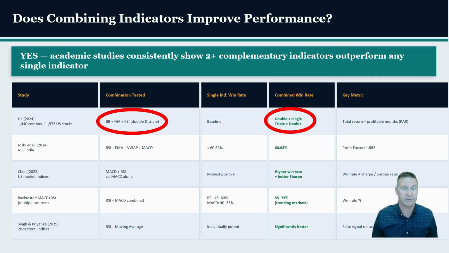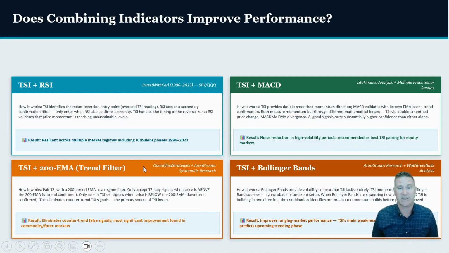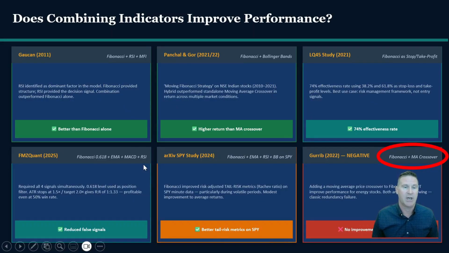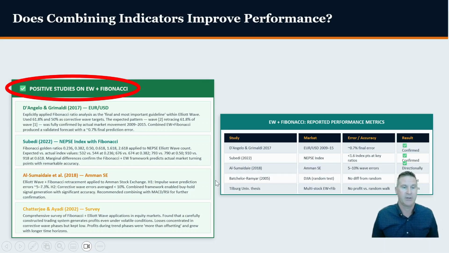And that improved results. Here's RSI, EMA, VWAP, MACD, right, adds value. In other words, when you start combining indicators, it increases the probability of success. So you can see here that TSI is a good indicator. It matches well with a lot of other indicators. You can add Fibonacci to lots of things, to RSI, to Bollinger Bands, to EMA, right? Again, combining all of these things adds value. You can add Fibonacci to Elliott wave. There's been studies dating back to 2002 that you can combine those techniques.